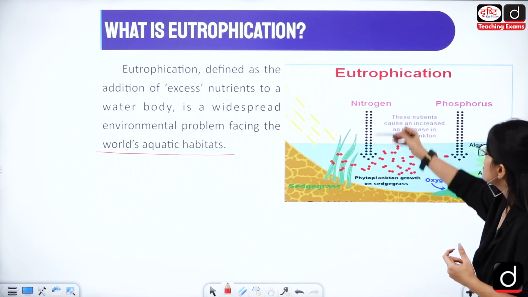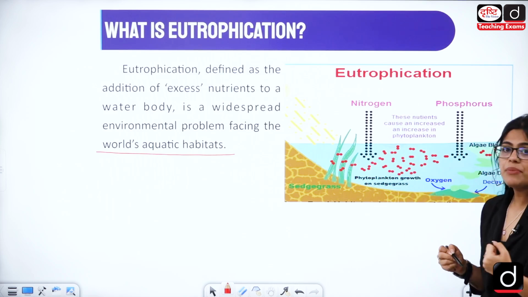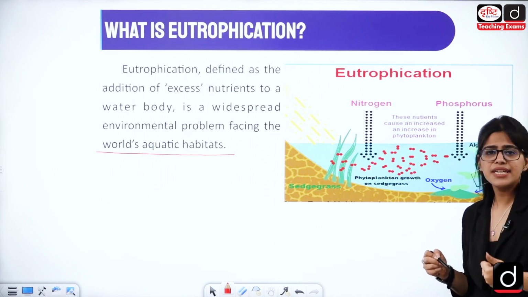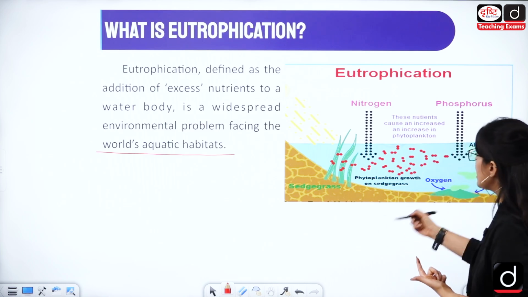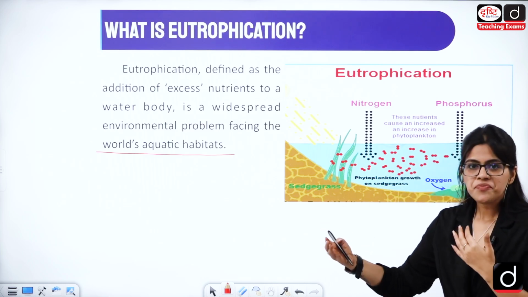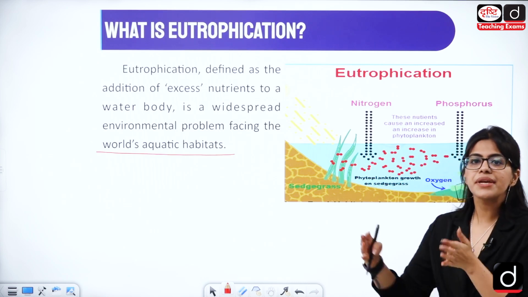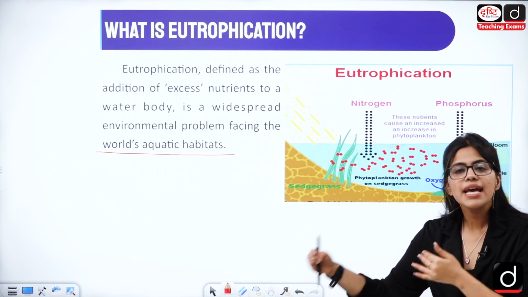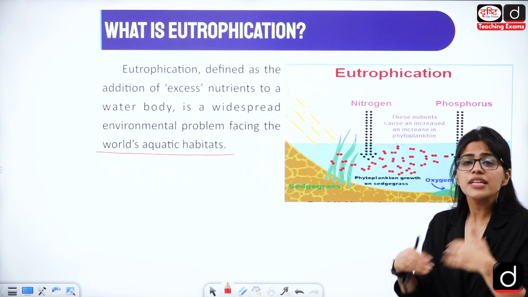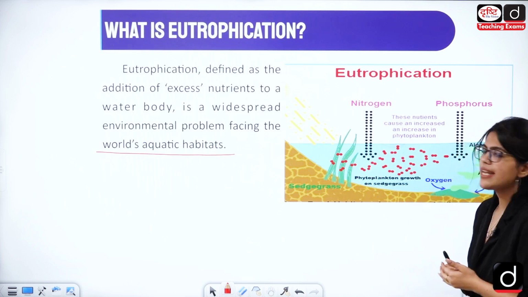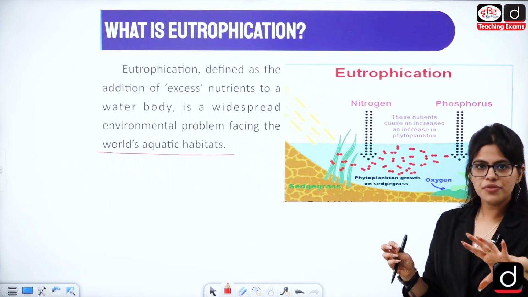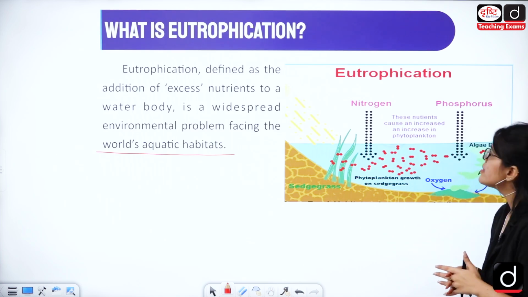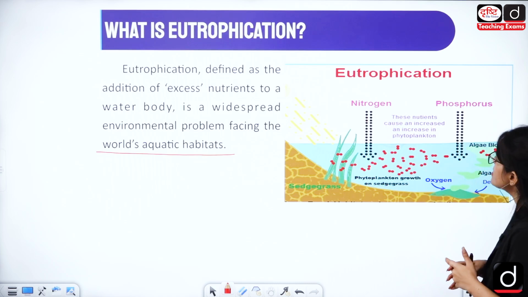Excess nitrogen and phosphorus can be added. It can be man-made, and it can also happen through natural processes. As the lake or any water body ages, the amount of nutrients and sediments also increase, and so with the natural process, eutrophication can happen. So you can say in clear words, whenever there is an excess of nutrients, the process of eutrophication is associated with it.